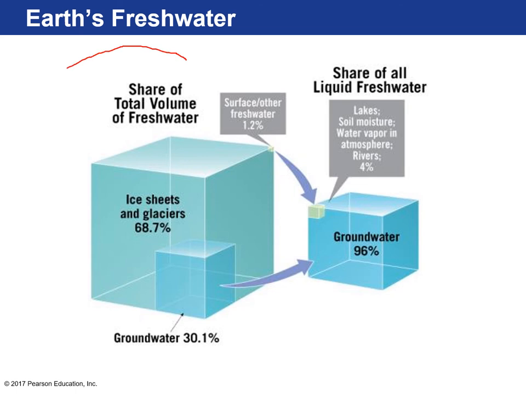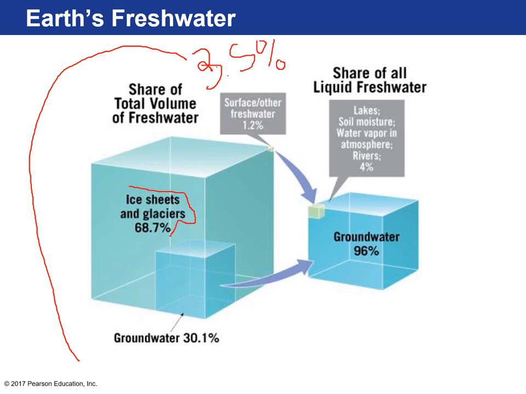So this is total freshwater, okay? If total water on Earth, it's only about 3% or 3.5% of total water. Might be 2.5. Double check me on that. But a small amount of total water on Earth is freshwater. But of that freshwater, most of it is ice sheets and glaciers locked up in areas that are inaccessible to us. And so 30% of that is groundwater. And if we just consider liquid freshwater, 96% of that is groundwater.